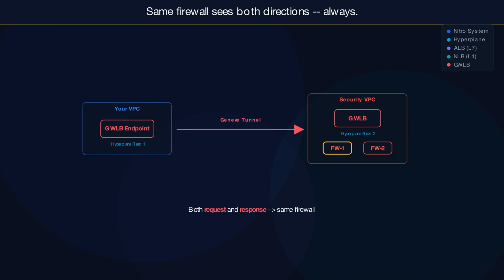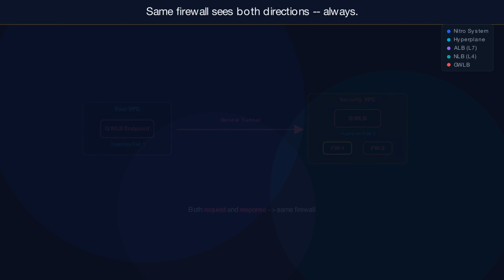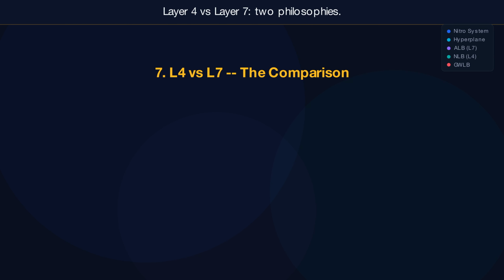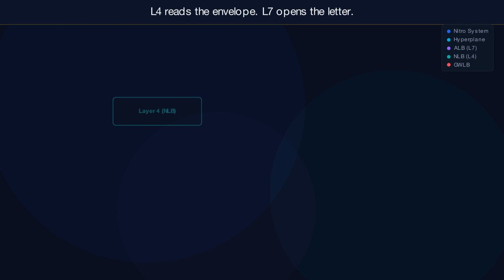GWLB guarantees flow stickiness. Both directions of a connection always hit the same firewall. This is critical because stateful firewalls need to see both request and response to make security decisions. Let's put it all side by side.